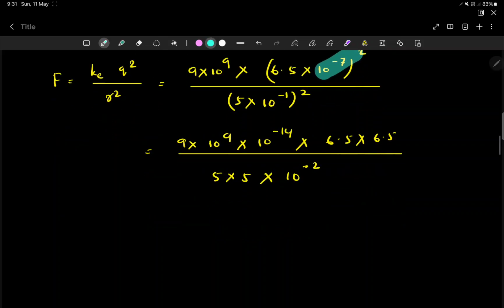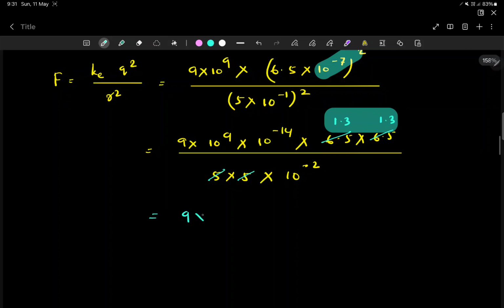So if you solve, then 6.5 when we cut by 5, it will be 1.3. Again this number will be 1.3. Yes, so 1.3 into 1.3, that is 13 square, which is 169. So this will be 1.69.